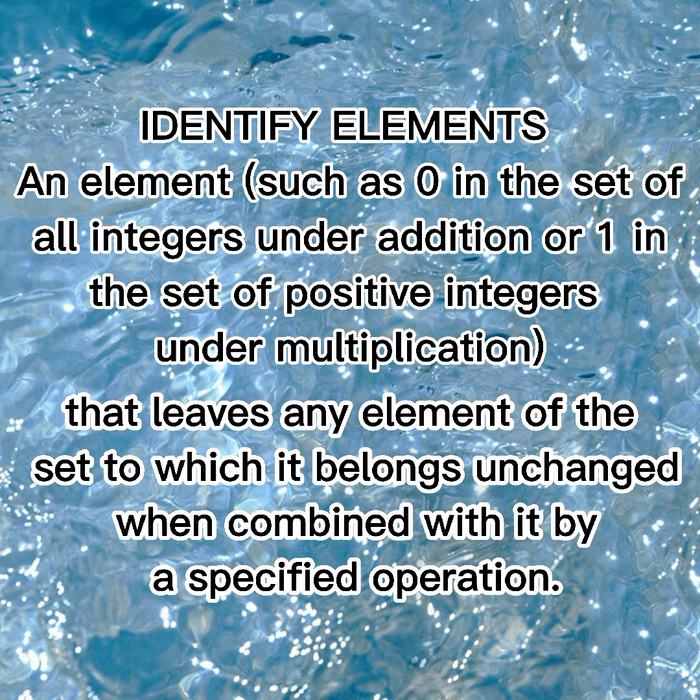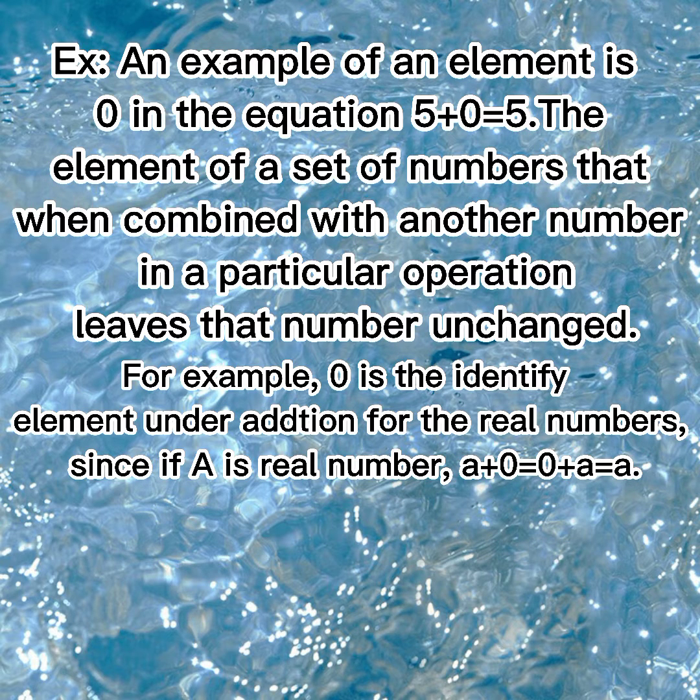Let's proceed to the identity elements. An element such as 0 in the set of all integers under addition, or 1 in the set of positive integers under multiplication, that leaves an element of the set to which it belongs unchanged when combined with it by a specified operation. An example of an identity element is 0 in the equation 5 plus 0 equals 5.